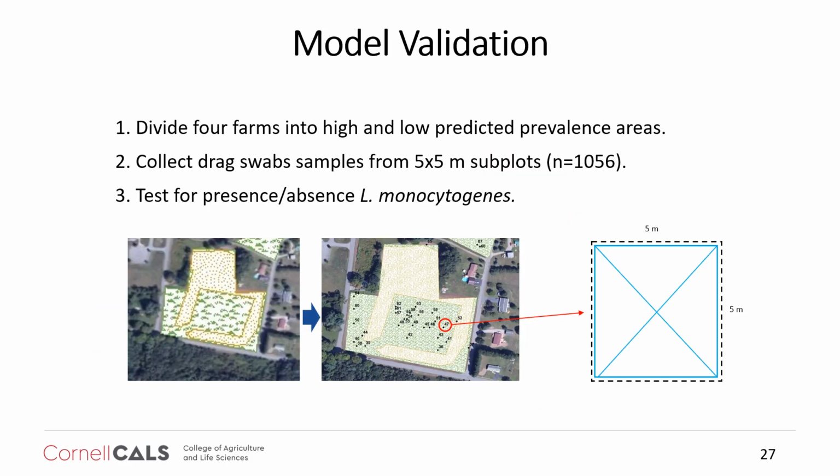To make sure our model is accurate and that our model results can be more generalized and applicable to future applications, we further conducted model validation, during which our four farms were divided into high and low predictive prevalence areas as previously designated. Drag swabs were sampled from different subplots, and Listeria monocytogenes was tested for these samples.